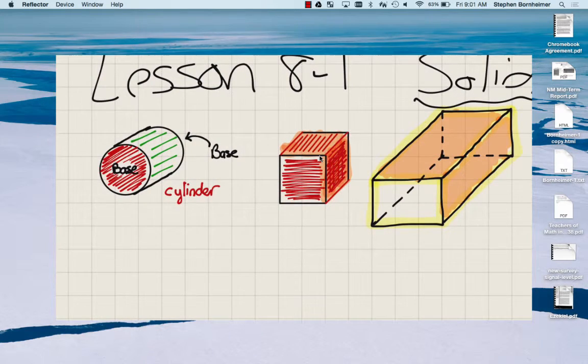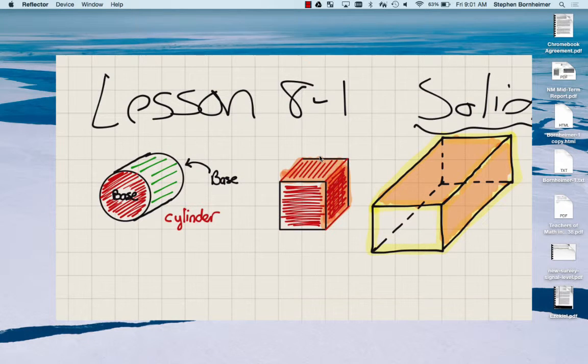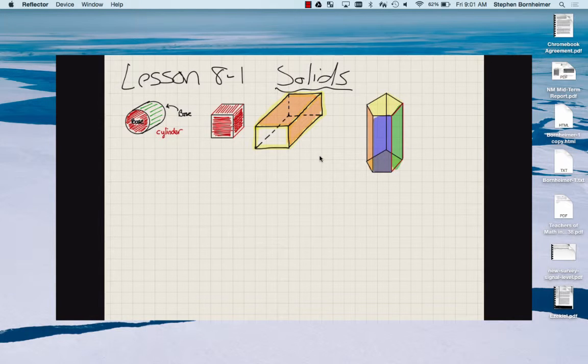The only thing that's different is a cylinder, because it doesn't have those flat edges and spaces. That's why it is a solid with two bases that are parallel, that are congruent. So that's a cylinder. And then it just has that curved surface that goes between them. Okay, so there's our different solids.